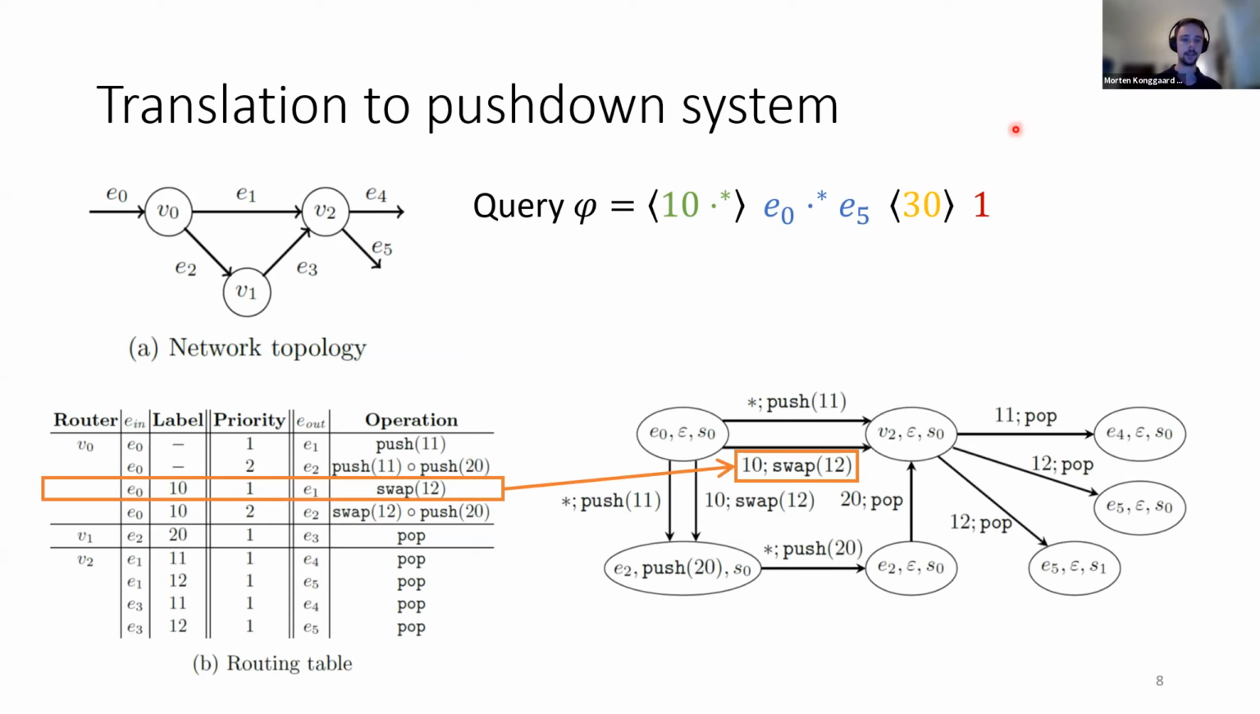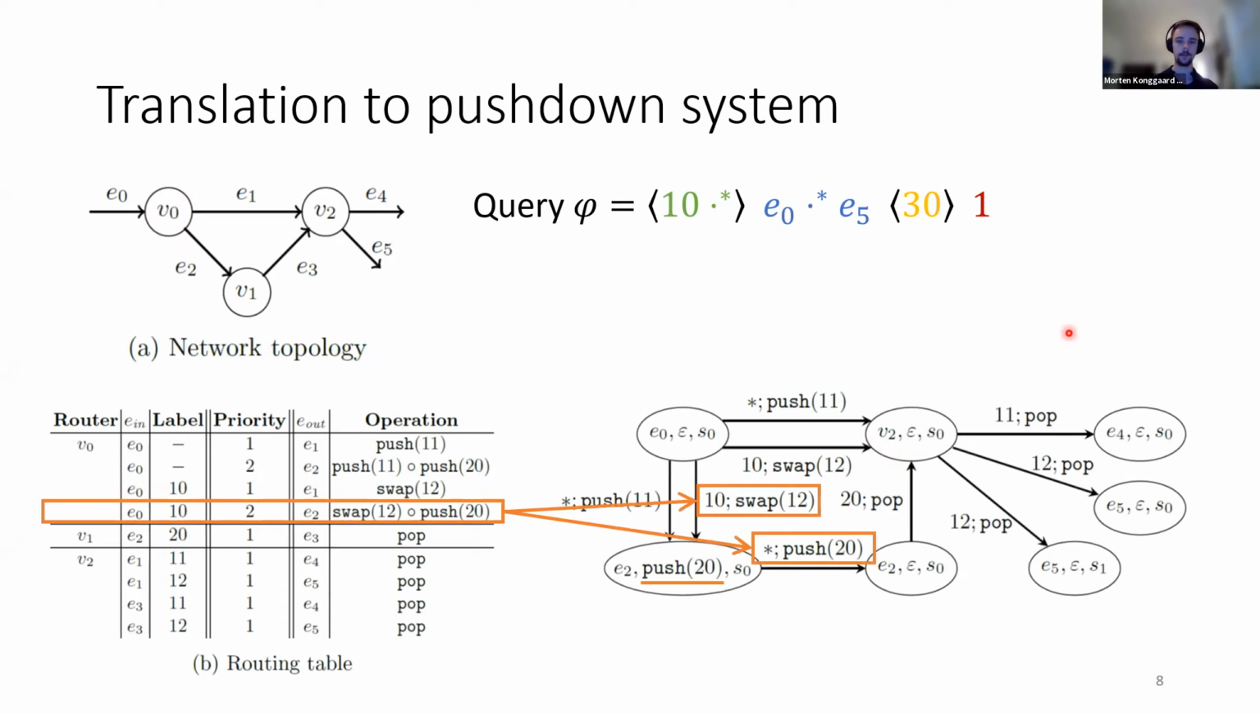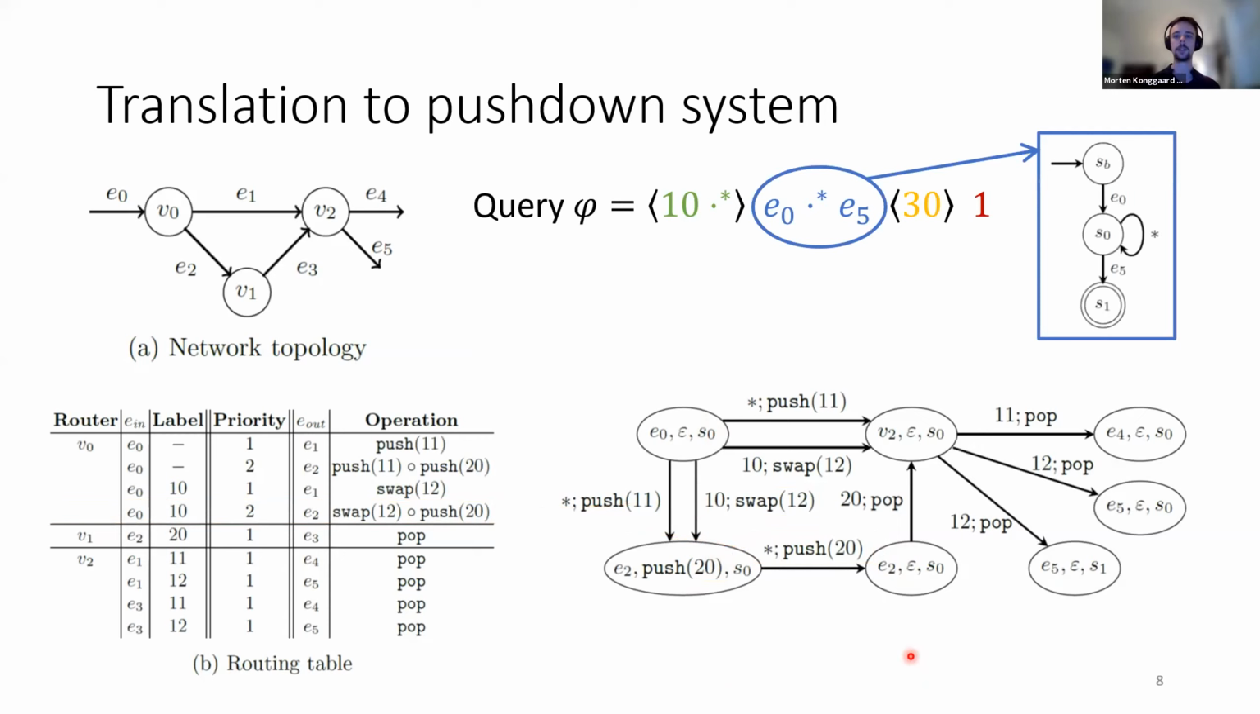What we see here is that this entry in router V0, where if the packet arrives with label 10, then the router swaps to label 12, is converted directly into a pushdown operation. If we have a sequence of operations, we need to add some intermediate auxiliary states in order to do both operations. And the way we use this path expression is when we convert it to a finite automata, we use the states of this automata S0 and S1 in our pushdown. So that way we make sure that any path through this pushdown matches a path through this automata, and then the path expression will be satisfied.